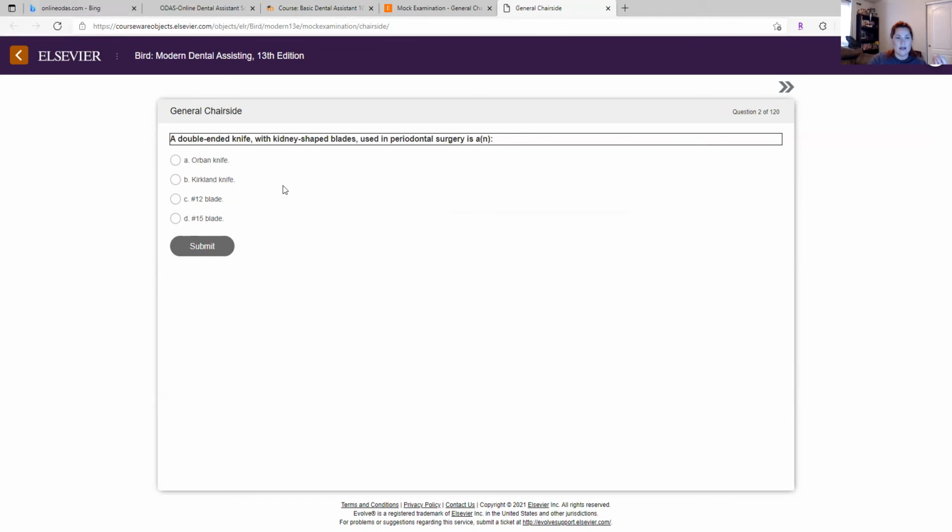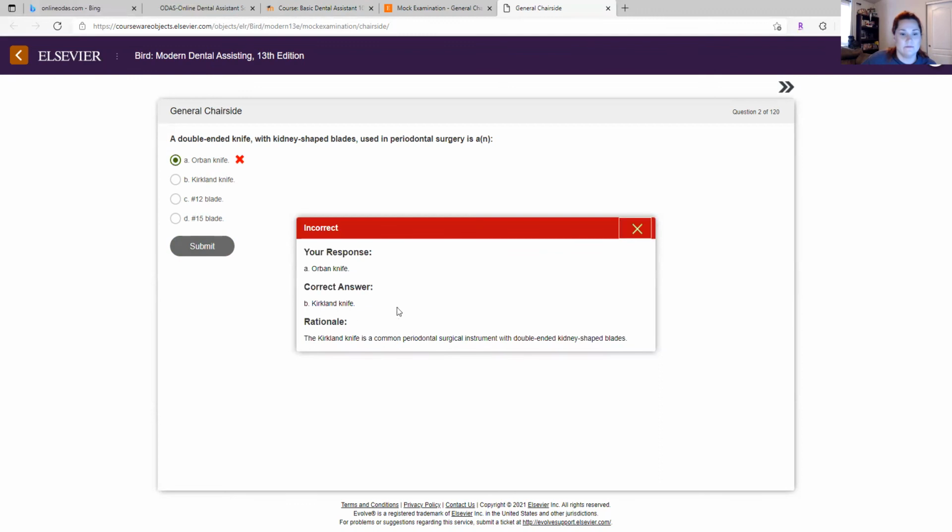A double-ended knife with kidney-shaped blades used in periodontal surgery is a... kidney-shaped blades. I don't do periodontal surgery, so. I don't think it's a blade. A Kirkland knife. Is that from Costco? I'm just kidding. I'm going to go with an Orban knife just because it sounds funky. Oh, it was a Kirkland knife.